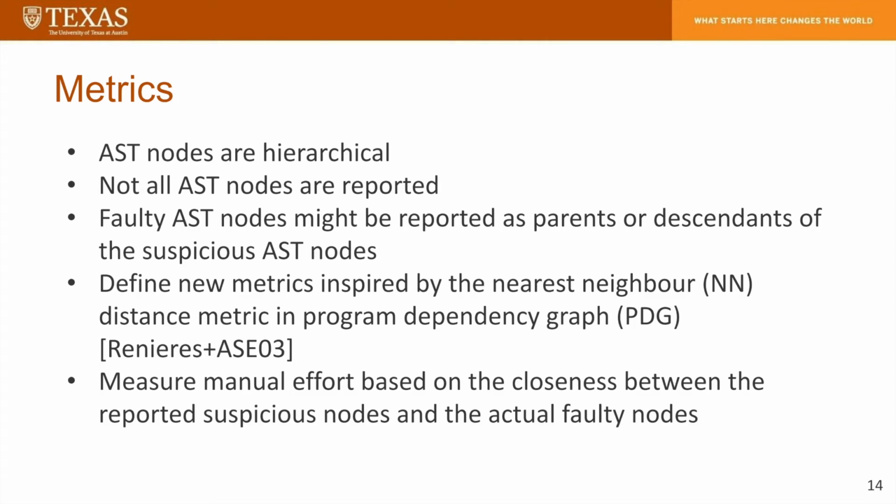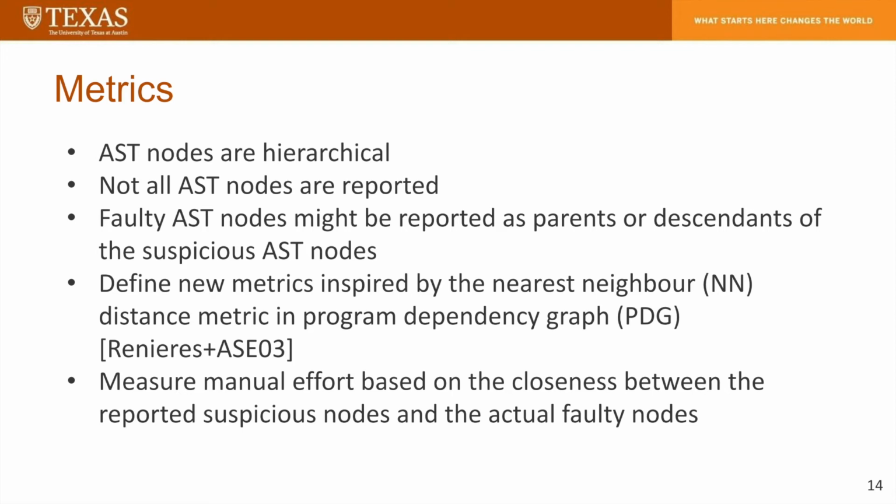We define some new metrics to measure the effectiveness of our techniques. The main reason is that our technique reports suspicious code elements at the AST node level, and AST nodes are hierarchical. Not all the AST nodes are reported by our techniques. So sometimes the faulty AST node might be reported as parents or descendants of the suspicious AST nodes, and the existing metrics cannot fairly capture the closeness between the reported AST node and the actual faulty AST node.